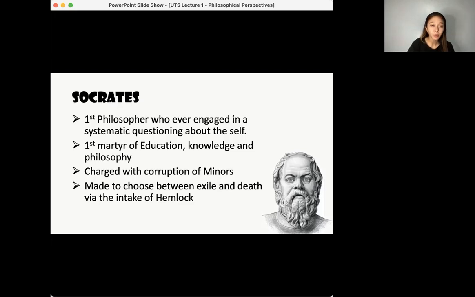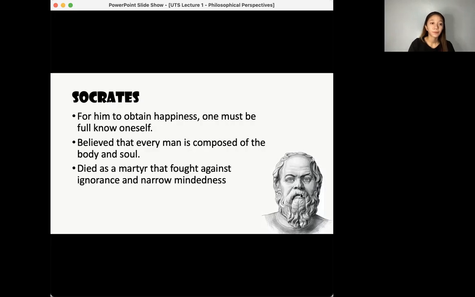He is also the first martyr of education, knowledge, and philosophy. And he was also charged with the corruption of minors and is made to choose between exile and death via the intake of hemlock. So hemlock is a poison, class. Next, for him to obtain happiness, one must fully know oneself. So, para maging happy daw tayo, need natin maintindihan or ma-understand yung self natin. He believed that every man is composed of body and soul. And he also died as a martyr that fought against ignorance and narrow-mindedness.